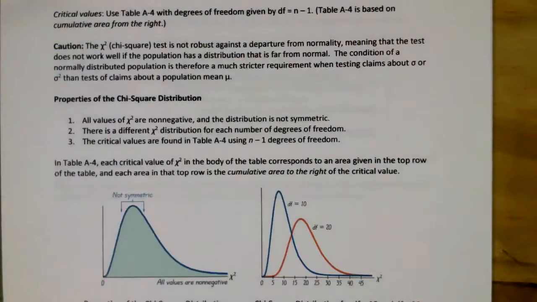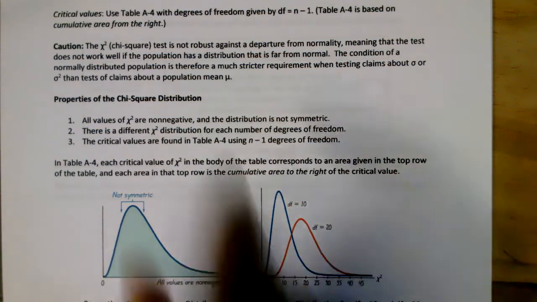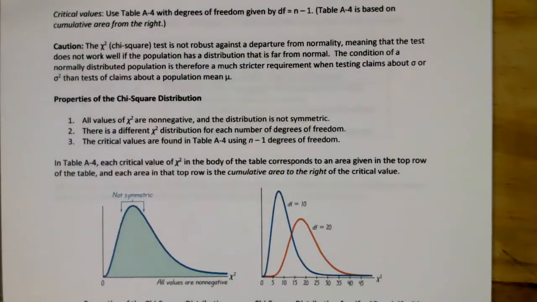All right, next we'll look at, now don't worry about the critical values in this video, okay? Because for the critical values you have to use table A-4 with degrees of freedom given by df equal to n minus 1. And table A-4 will again be based on the cumulative area from the right.